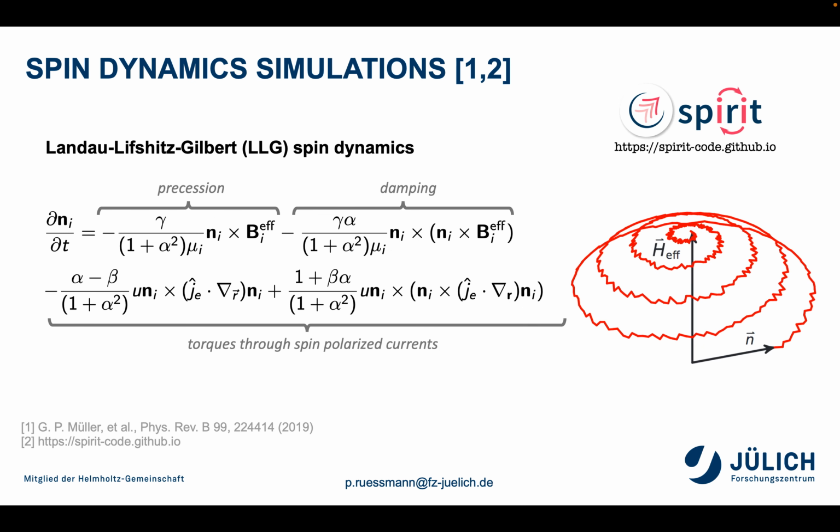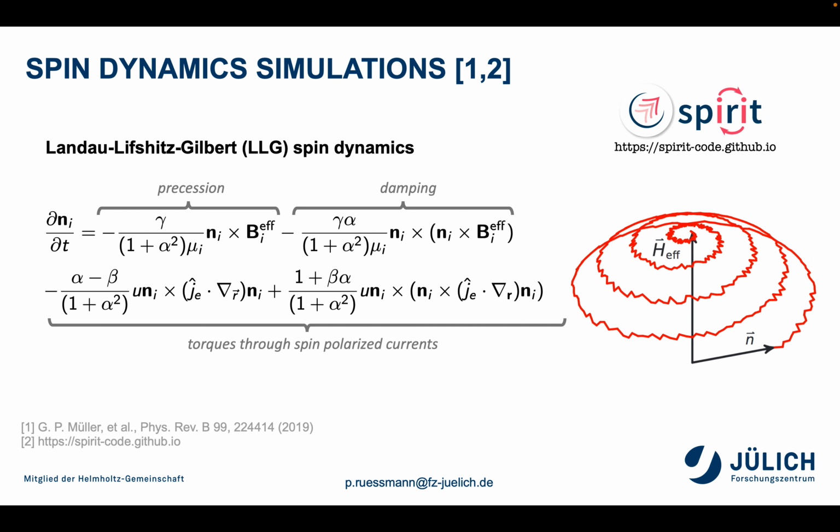We can then do the next step and study the dynamics of these spins with the help of the Landau-Lifshitz-Gilbert equation that is given here. The LLG equation gives us the time evolution of the direction of all these classical spins, which we have now defined in our Heisenberg Hamiltonian.